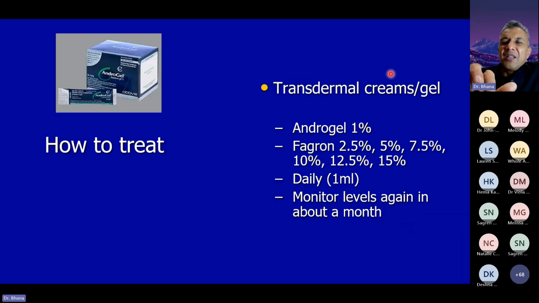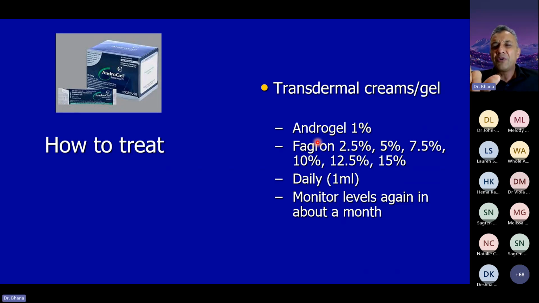In terms of transdermal creams and gels, you've got a gel in South Africa marketed by a pharmaceutical company, Androgel. It's 1%. It comes in a sachet like this. You tear it and then you apply it on your arms or your thighs, preferably where there isn't too much hair, and obviously your ankle.